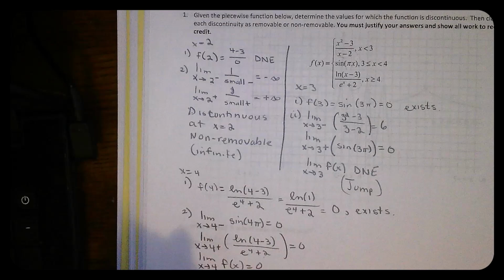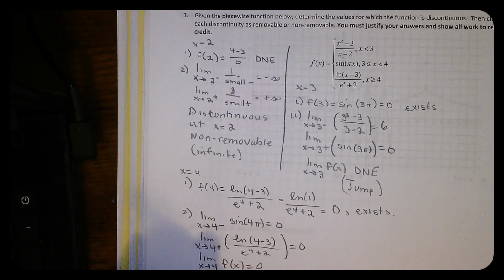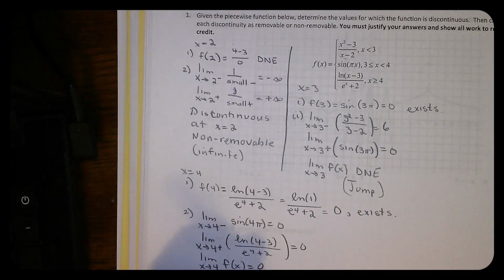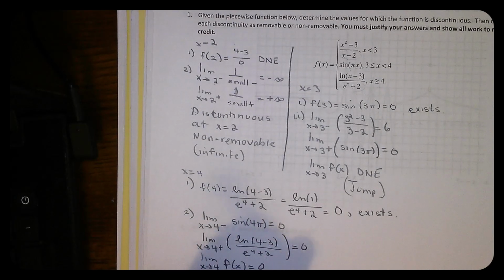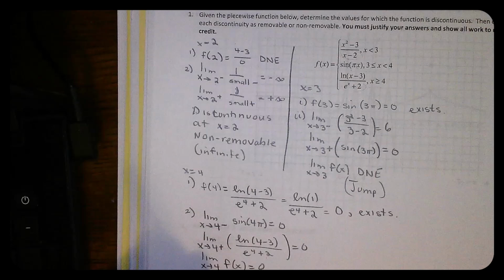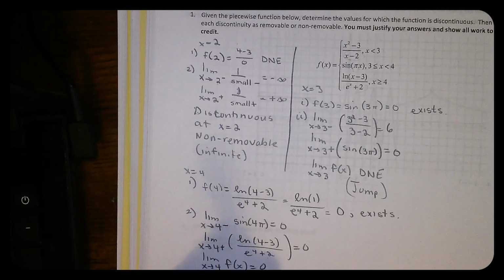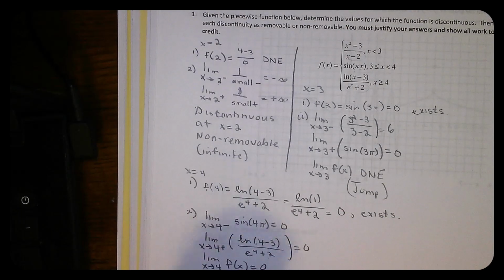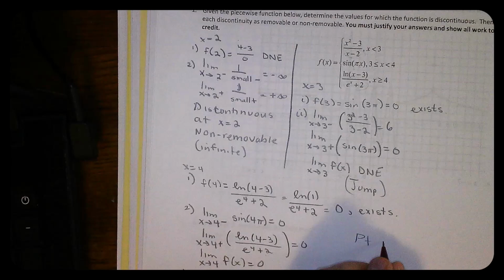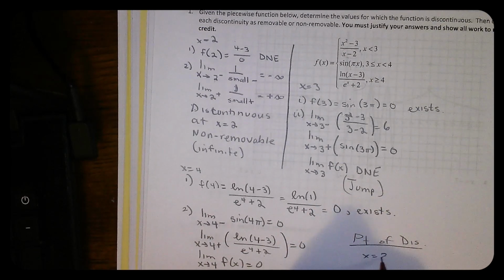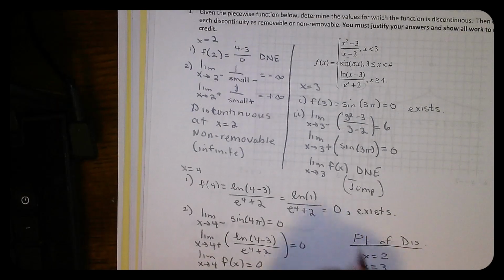And then the third thing is the limit as x approaches 4 of f of x has to equal f of 4, and they both equal 0. So it is continuous at x equal 4. So the only points of discontinuity are x equal 2 and x equal 3. And those are my reasons up there.